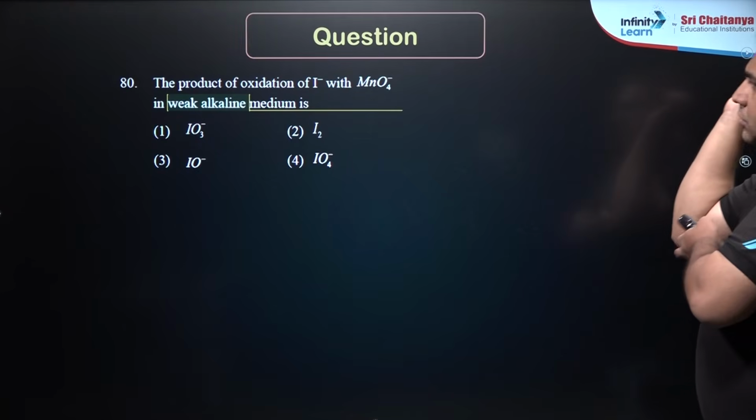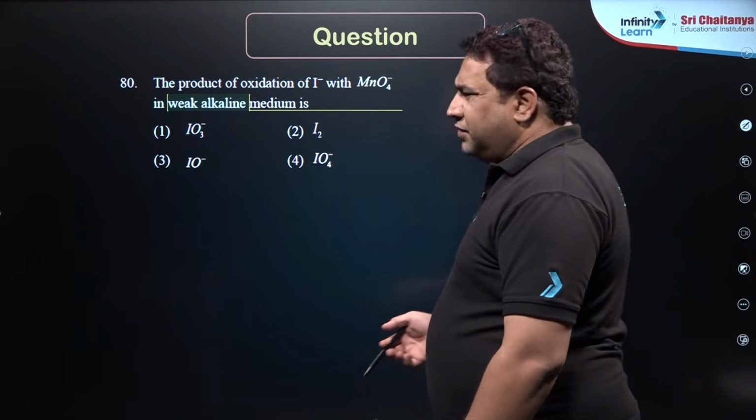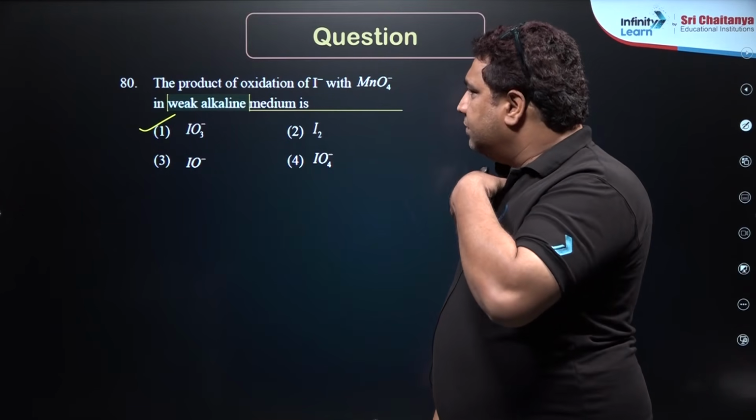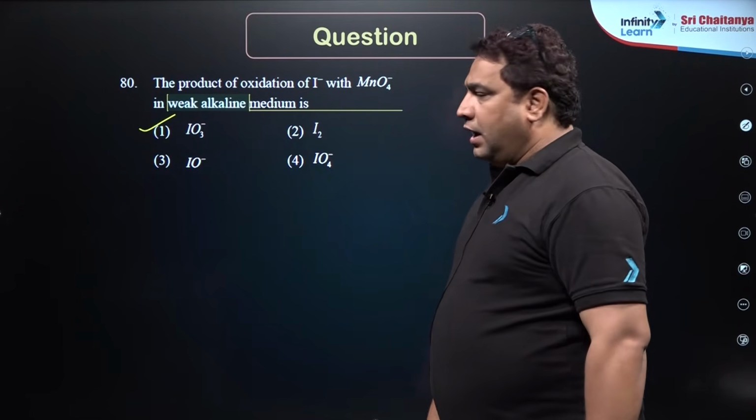Find the product of oxidation of iodide. Very famous, you will get iodine. Very commonly asked, very famous question, routinely asked question, iodide ion.